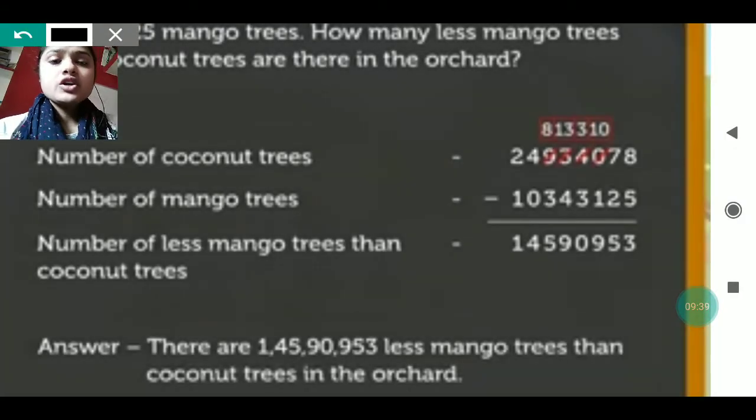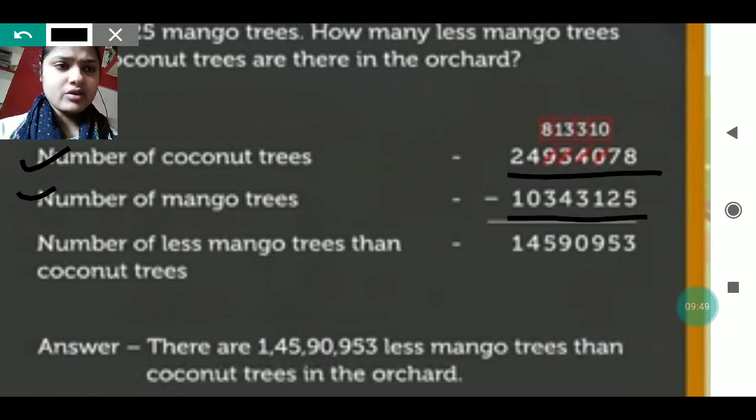You can see, you will write the number of coconut trees, then you will write the number of mango trees. You will write the numbers which are given there, and then you have arranged them in a proper column according to their places. Now you will subtract it.